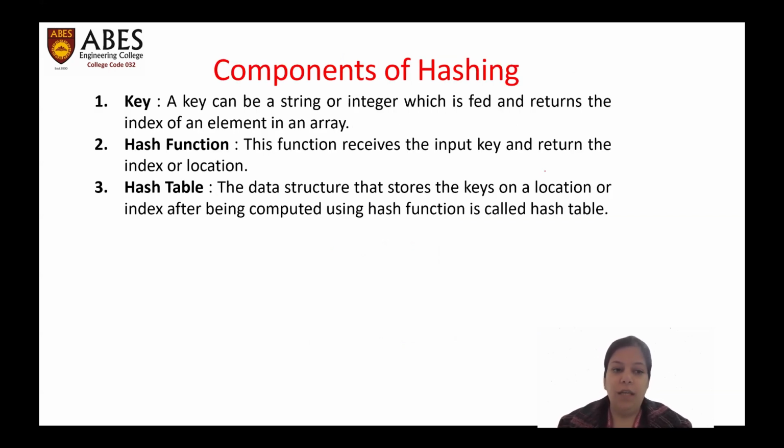The components of hashing include a key. A key can be a string or integer, which is fed to the hash function, and it is stored at a particular index or location in the array. Hash function is a function which receives this key as input, and we get the index where we have to store the particular key. Hash table is a data structure that stores the keys on a location or index after being computed using the hash function.